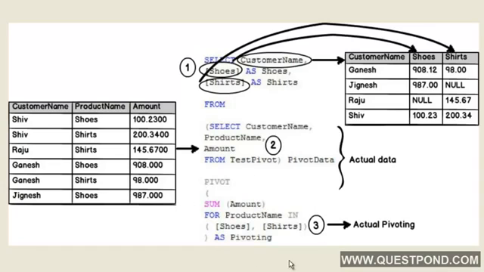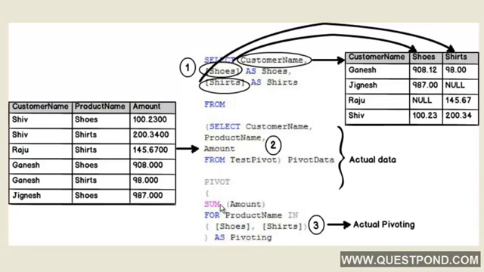The third section of the code is where all the action happens. This is the section where your pivot function lies. You can see that in this third section we are saying pivot. Then the second thing is we are saying sum of amount. This is the amount column. So we want to sum up the amount, but we want to sum the amount by using the product name, like shoes and shirts. So it says, okay, Shiv has bought shoes, 100.23, and it just goes and fills in this column.